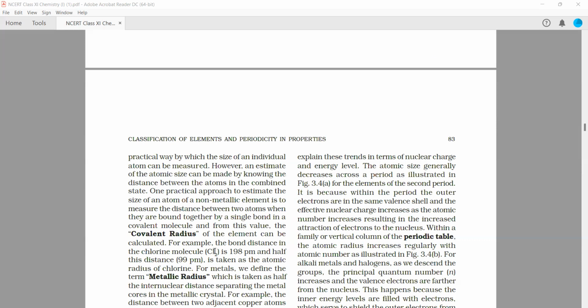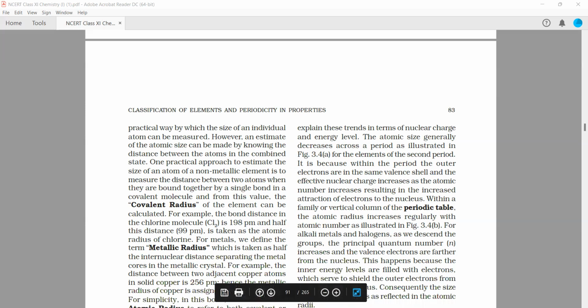There are various techniques, various spectroscopic techniques, by which you can find out the bond distance. Once you know the bond distance between two atoms, you can average it out and get the radius of the particular atom. In case of non-metals you have the covalent radius, and in case of metals you have to define the metallic radius, which is taken as half the distance separating the metal cores in the metallic crystal.